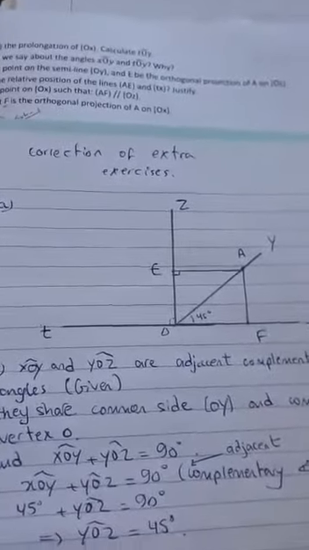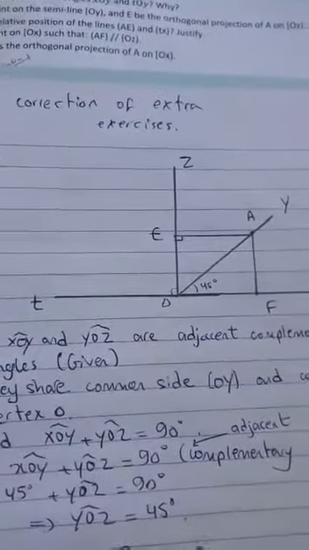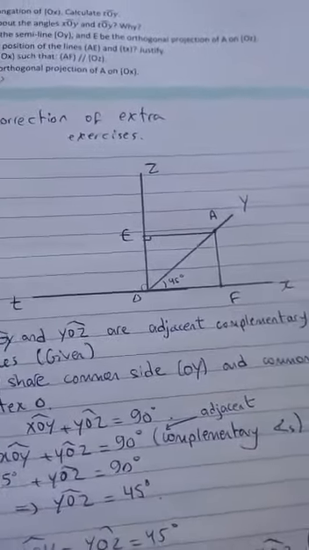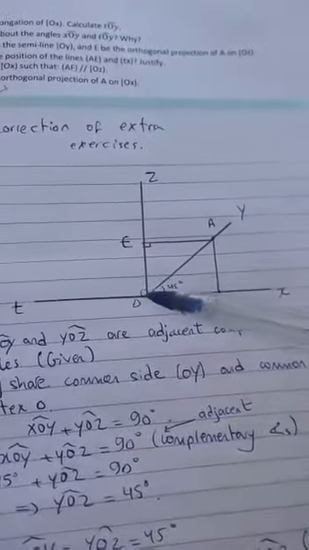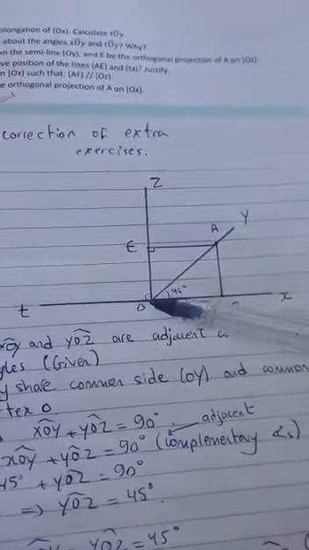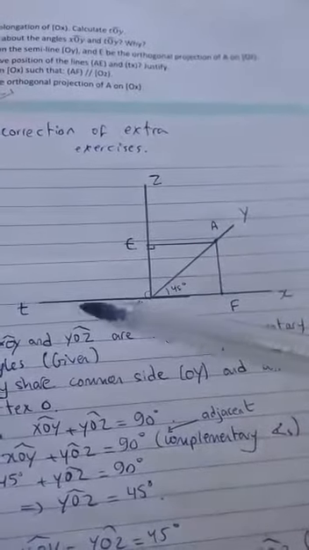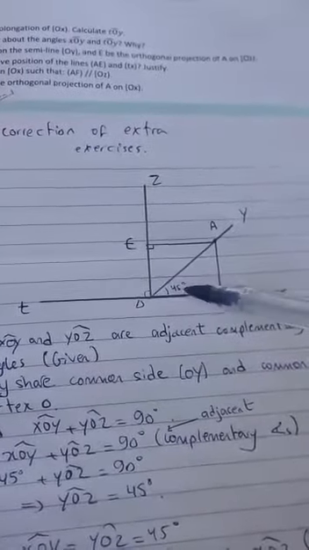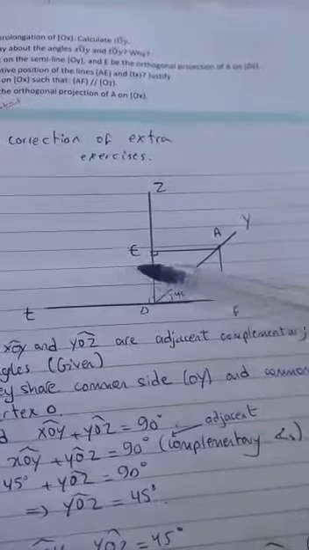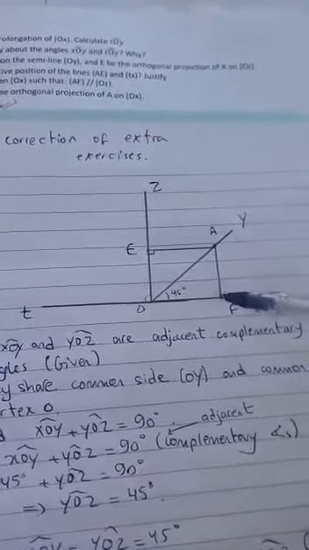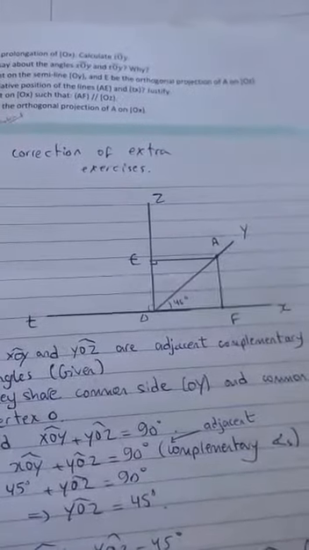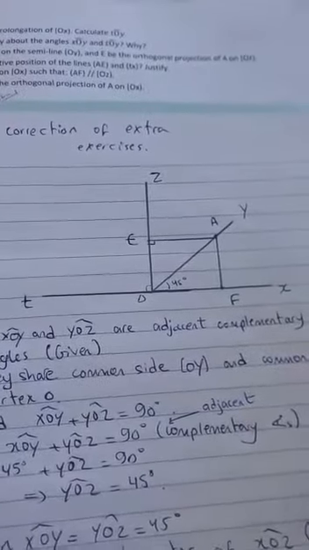Also they asked us what we can say about XOY and TOY. They share the common vertex O and the common side OY, so they are adjacent supplementary angles, since 135 and 45 give us 180, and their addition is 180 degrees.